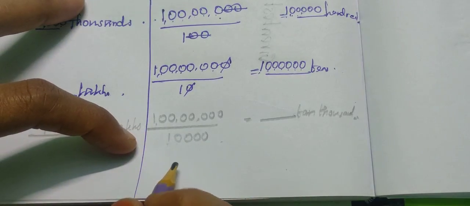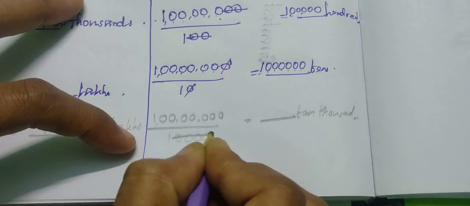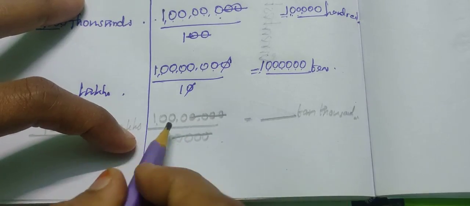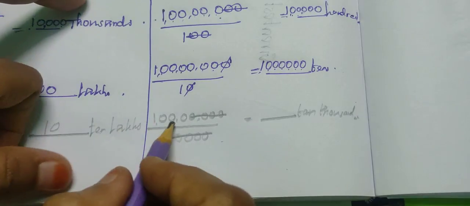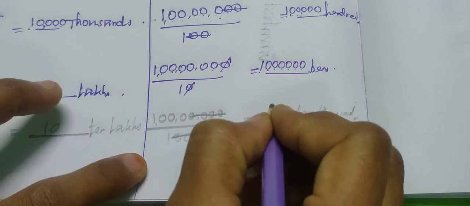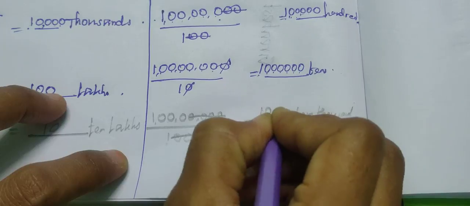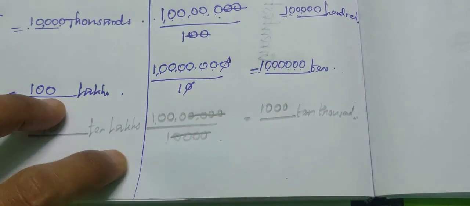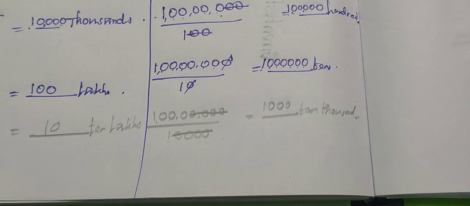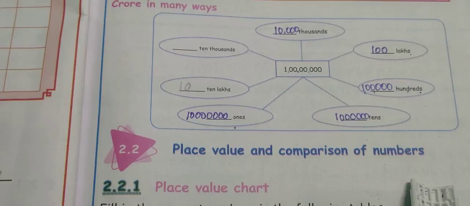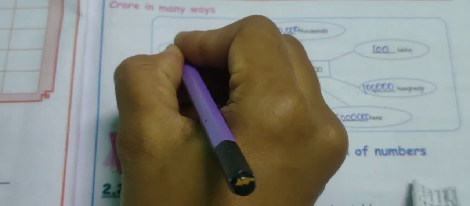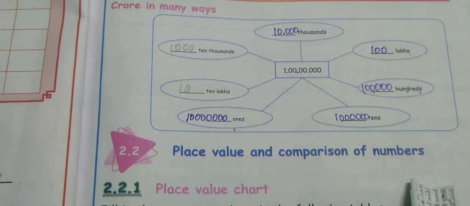4 zeros. Strike out the 4 zeros, and here 4 zeros. So how many zeros are we left with? 1, 2, 3. Sorry, 3 zeros. So 1,000. We have 1,000 times 10,000 in a crore. Children, complete this in your book.